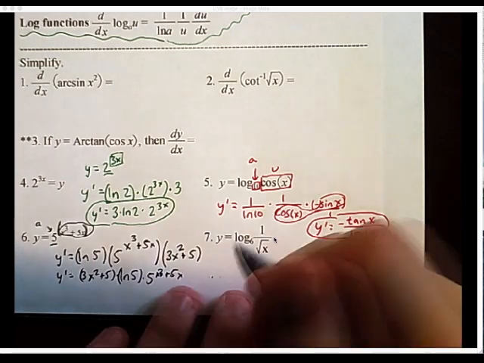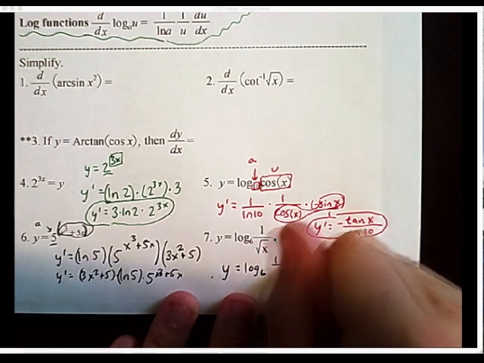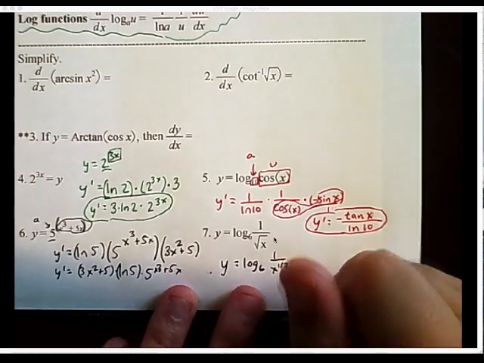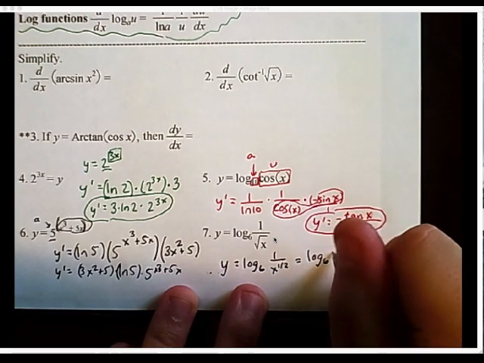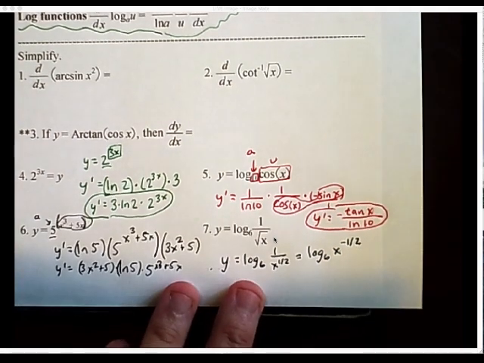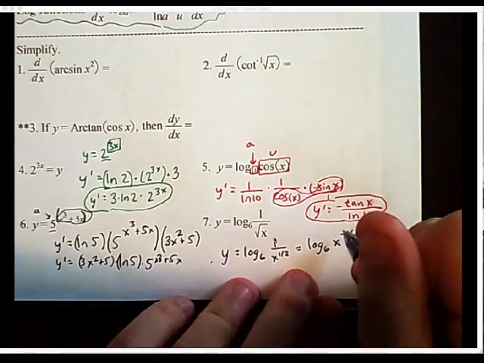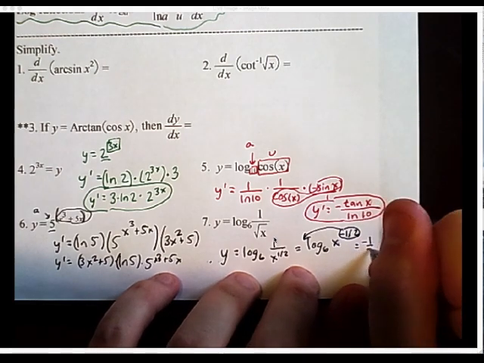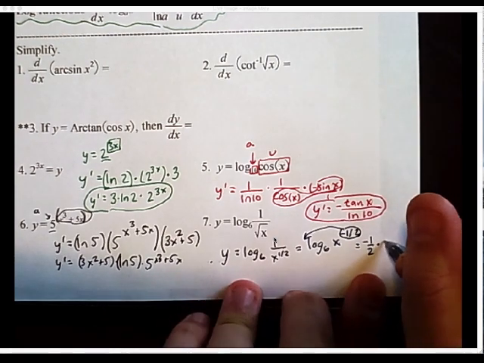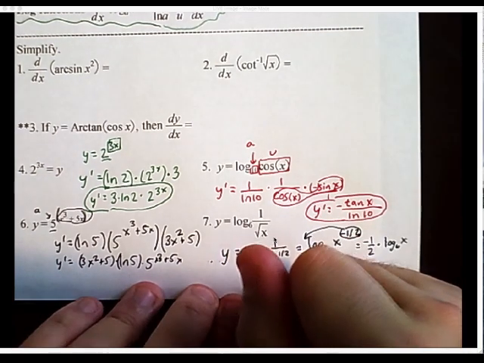And number 7 on here, let's rewrite the function. So I can say log base 6 of 1 over x to the 1/2 power, which means the same thing as log base 6 of x to the negative 1/2 power. And if you wanted to keep this problem a little bit nicer, you're actually allowed to move the exponent to the front. So I can rewrite this even again as negative 1/2 times log base 6 of x. It's going to make the derivative calculation much easier.